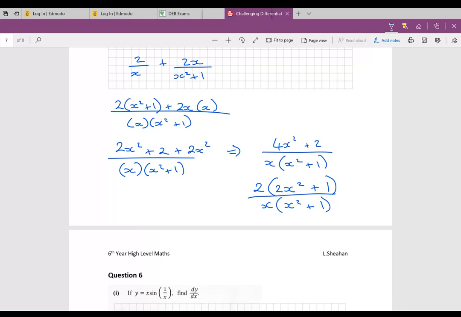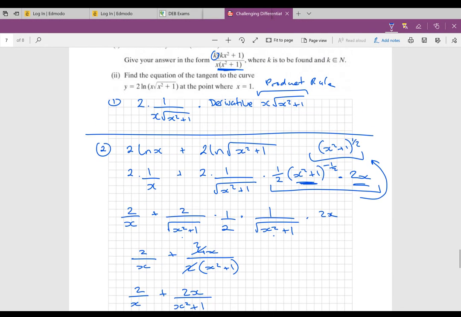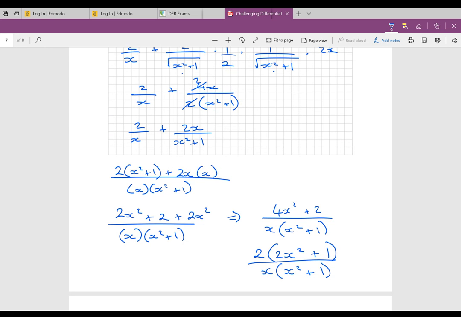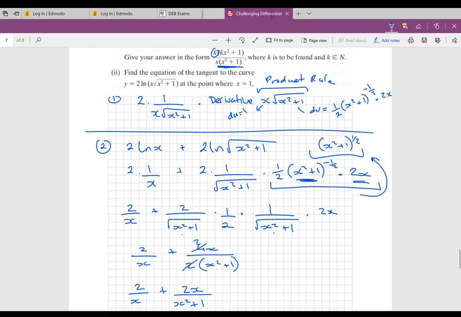Okay, so that's quite a long question to get to here. Okay, remember you can do it this way as well, but you're going to be using the product rule. So du is going to be equal to 1. dv in this case would be a half x squared plus 1 to the minus a half multiplied by 2x. And then applying your product rule, you will get the exact same answer as this.